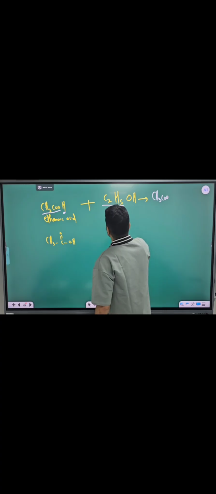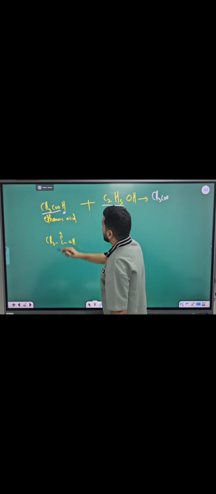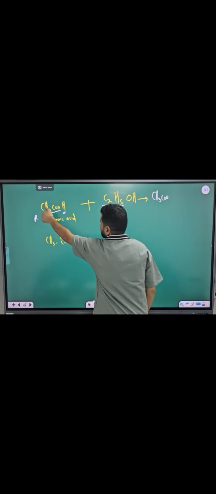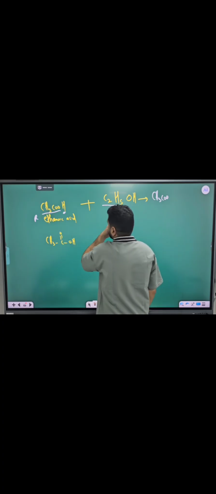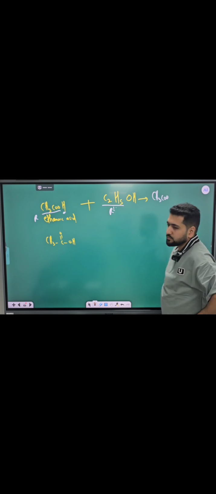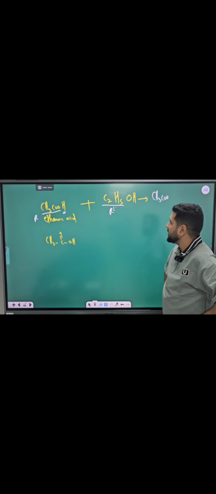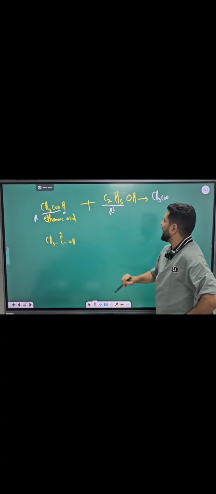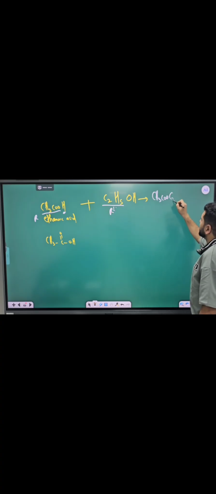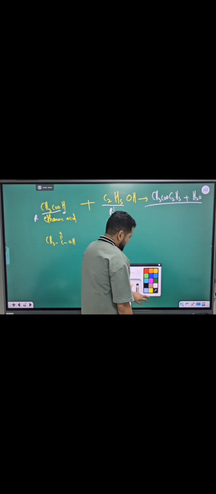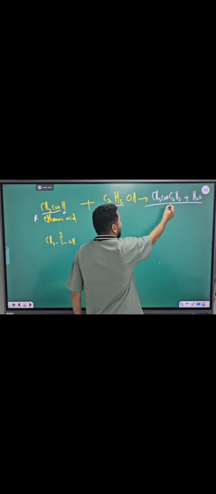Why? I told you this part is R and this part is R dash, right? This R dash will displace the H. So write down R dash here. What's R dash? C2H5, and water is out. Now you have to name this compound, guys. How simple this is. How exactly will we be naming this compound?